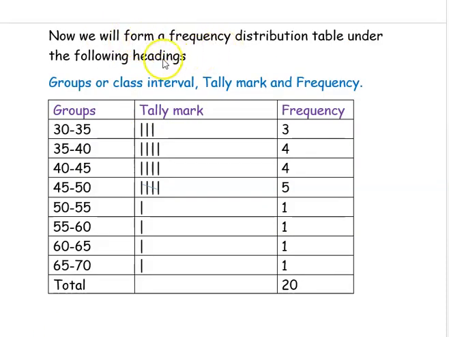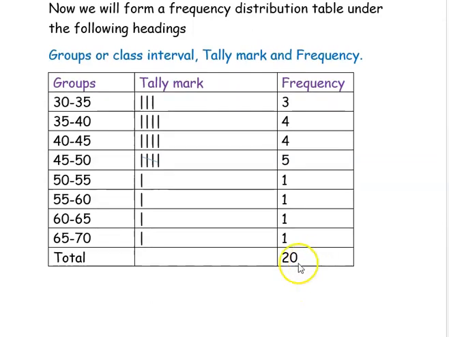Now we will form a frequency distribution table under the following headings: class interval, tally mark and frequency. Now we have grouped the data, right? For 30 to 35 we have 3 numbers, so I have put 3 tally marks and the frequency is 3. Similarly, for 35 to 40 we have frequency 4, 40 to 45 it is 4, 45 to 50 it is 5, 50 to 55 it is 1, 55 to 60 it is 1, 60 to 65 it is 1, and 65 to 70 it is 1. If you add all these you will get 20. So 20 represents the number of students, and this table gives the weight in kilograms.